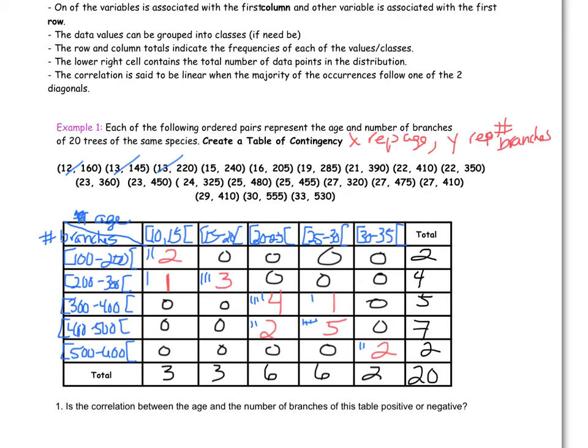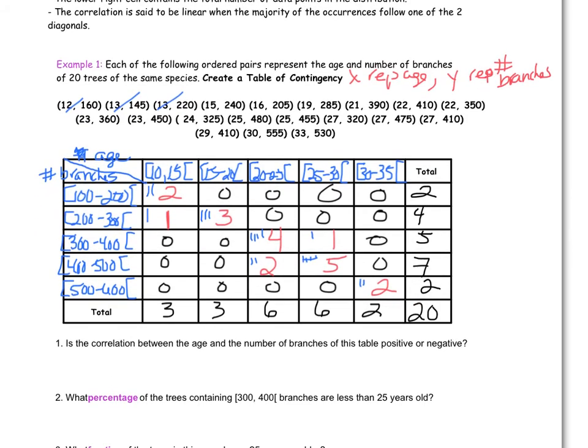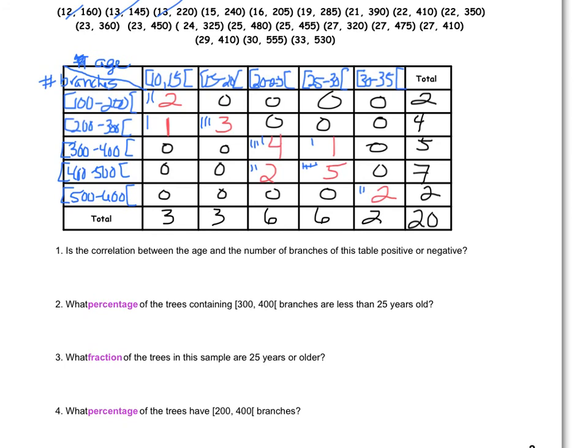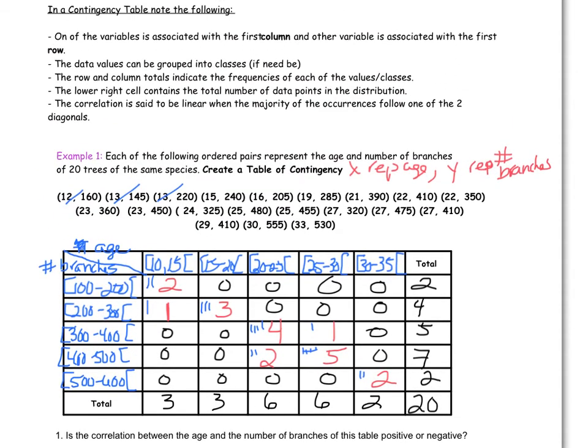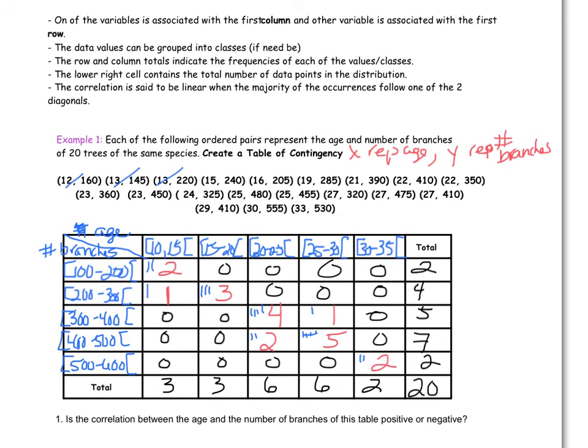Now that we've filled in our contingency table, we can answer some questions about our data. So the first question is, what is the correlation between the number of branches and the age of the tree? Now we can find the correlation, and this is actually the last point that was given earlier. The correlation is linear when the majority of the occurrences or the frequencies follow one of the diagonals.